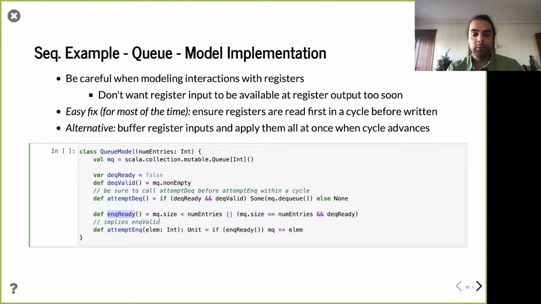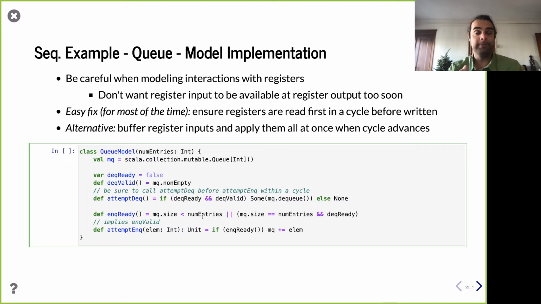And so when are we ready to receive something? Well, if we have space, of course we're ready to receive, right? And if we're quote unquote full, well, because of that pipe feature, if we're also dequeuing, there will be space, right? Okay, and then what about valid?